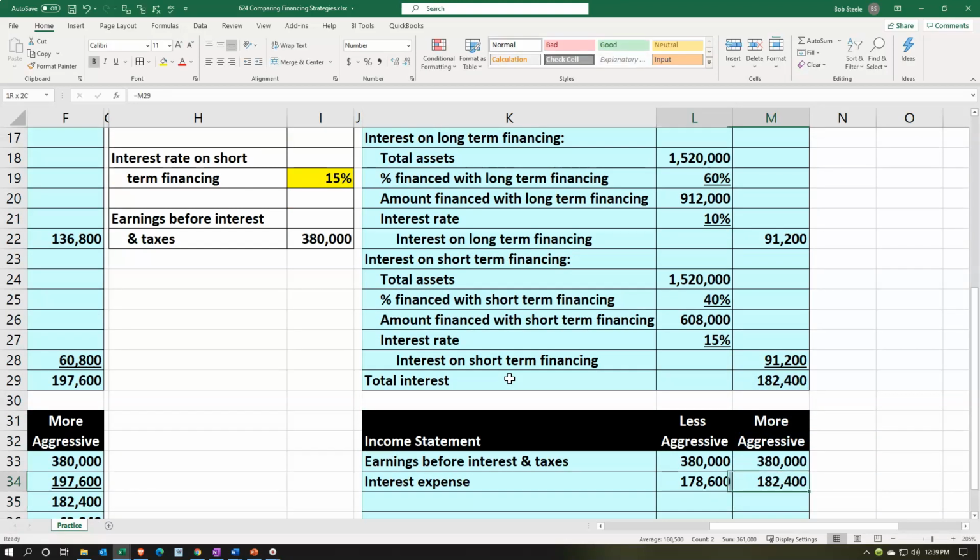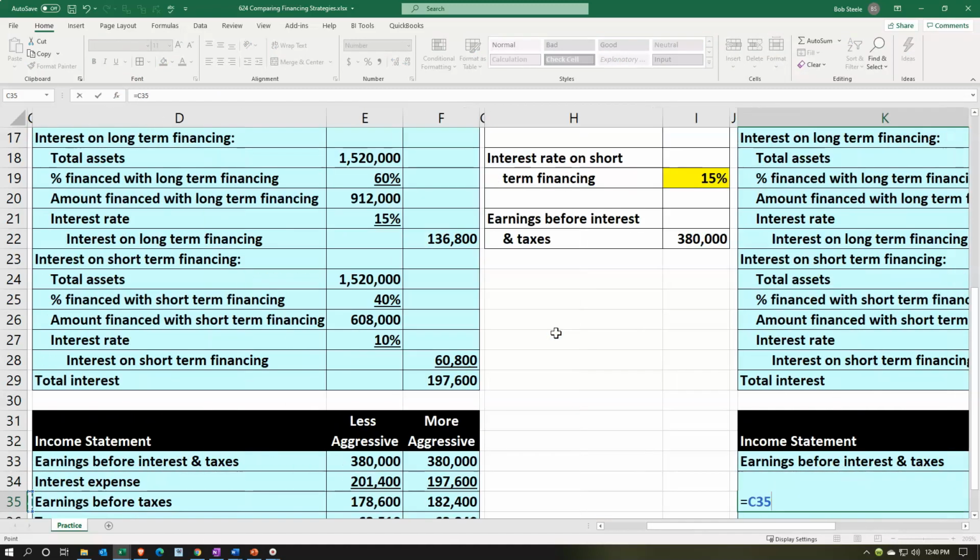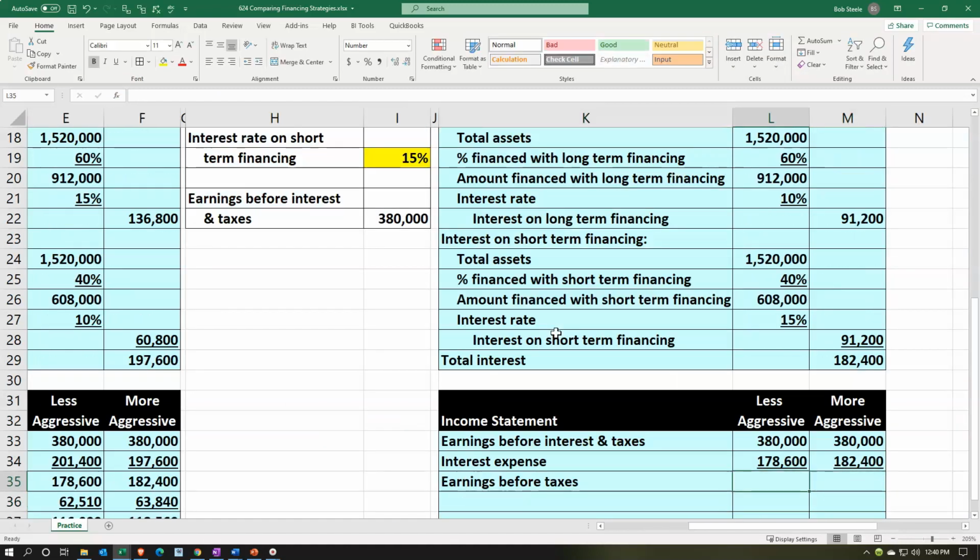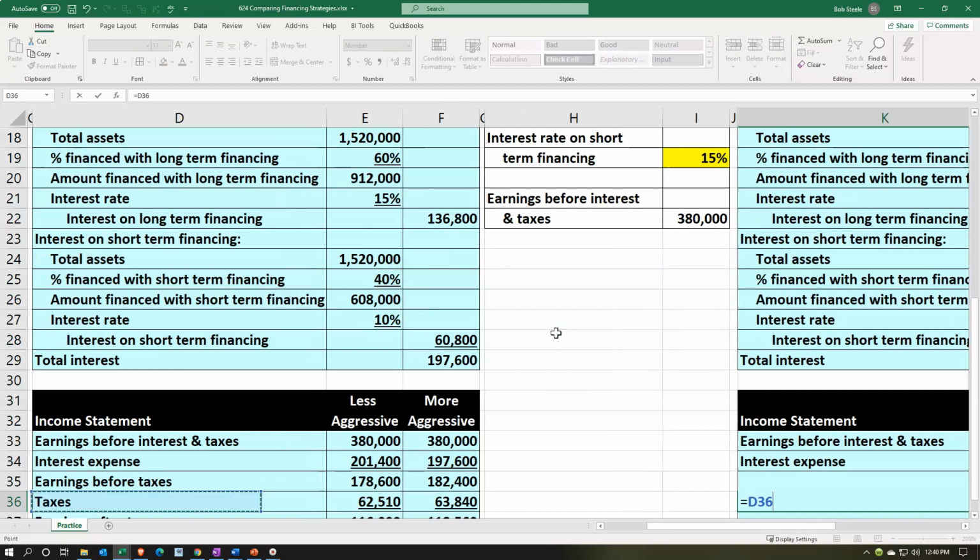Let's underline these two, selecting them, going to the Home tab font group and underlining them. Then we're going to go to the earnings before taxes. Subtracting these two out, this equals the 380 minus the 178.6. I'm going to copy it, Control C, right arrow, Control V. Then we'll pick up the taxes. This equals the taxes then.